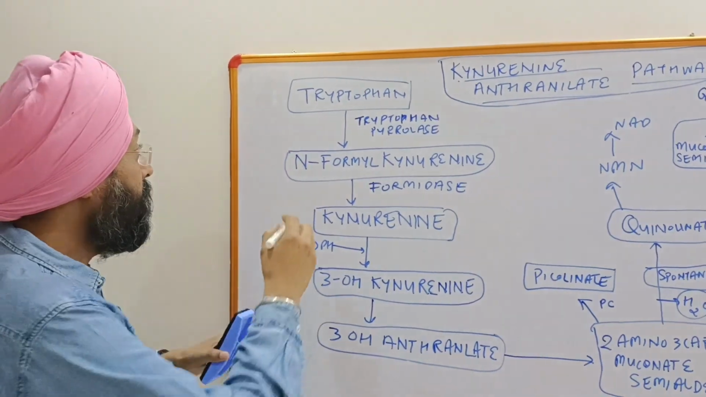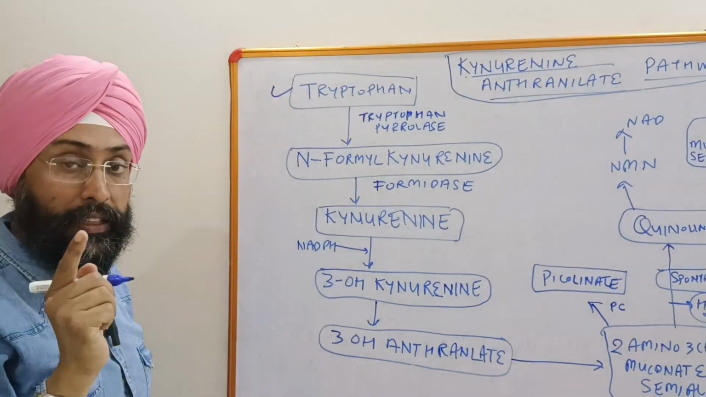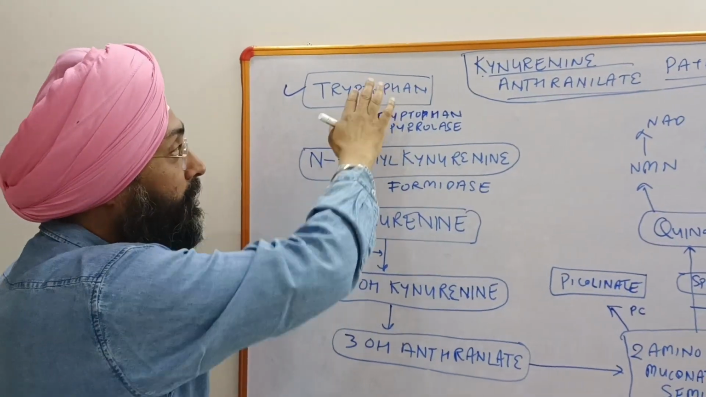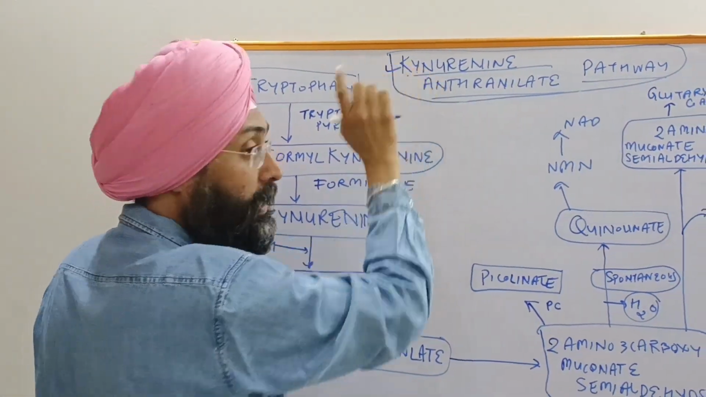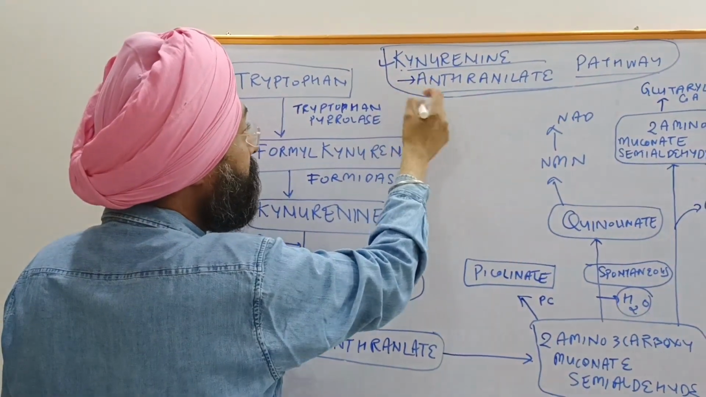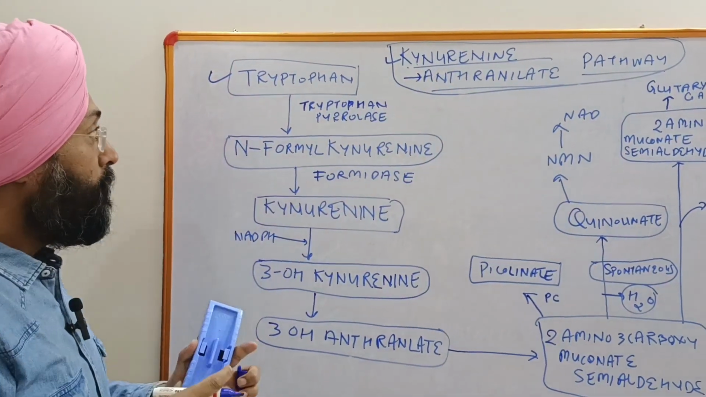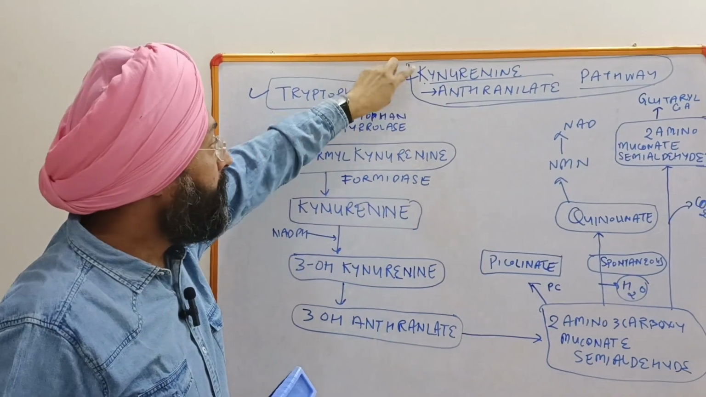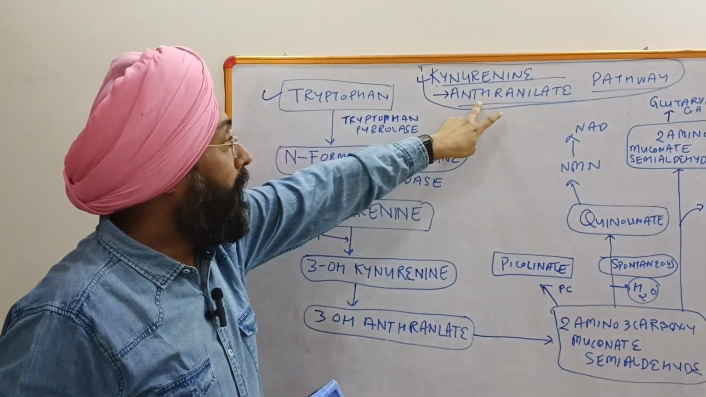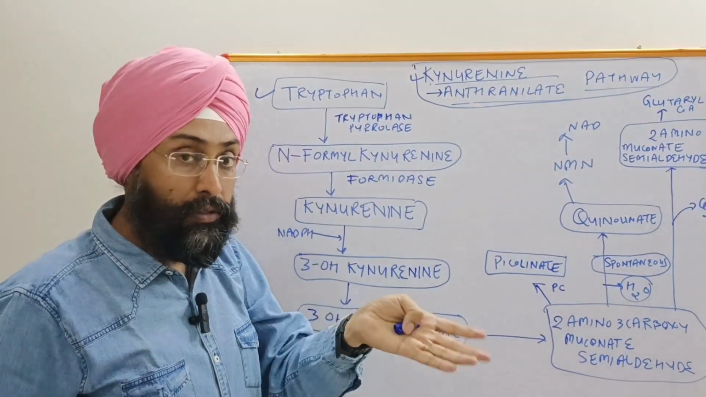So remember that there is a kingdom named Tryptophan, right? And in the kingdom of Tryptophan, there is a king, K for king, and K for kynurenine, right? And his son's name is Anthranilate, right? So in the kingdom of tryptophan, there is a king known as Kynurenine, and his son's name is Anthranilate. So we'll start with the story.